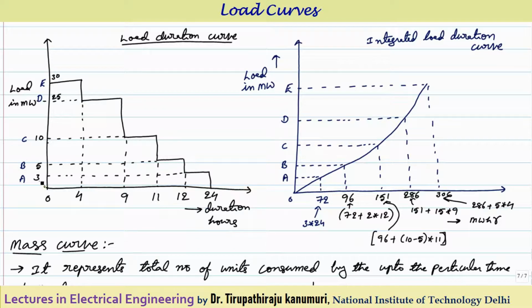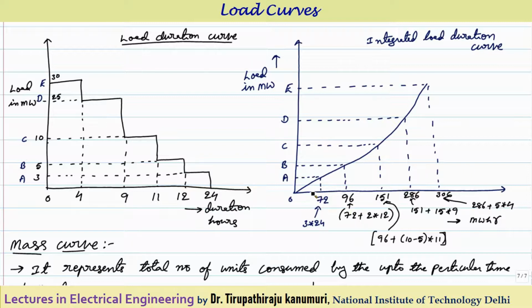First, this entire load duration curve we can divide into rectangles. So this is one rectangle. The area of the base rectangle is 3 multiplied by 24. You get it as 72. For this 72, now you have to add the area of the second rectangle. Second rectangle means this difference, 5 minus 3, is equal to 2. 2 multiplied by how much duration? 12 hours. So that you have to add to this one.